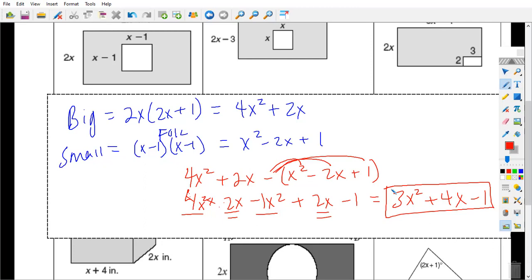So just make sure when you're subtracting more than one term, you have to subtract all of them. Right?